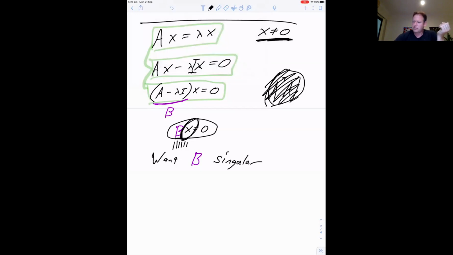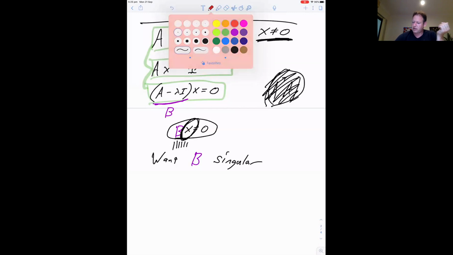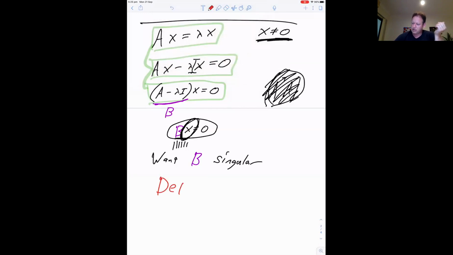So this brings the criterion, the determinant of B. Let me write the B here one more time. The determinant of B needs to be 0, or the determinant of A minus lambda I needs to be 0.